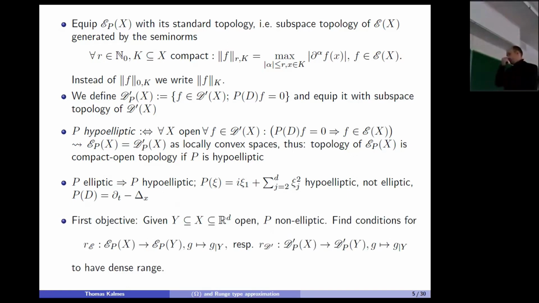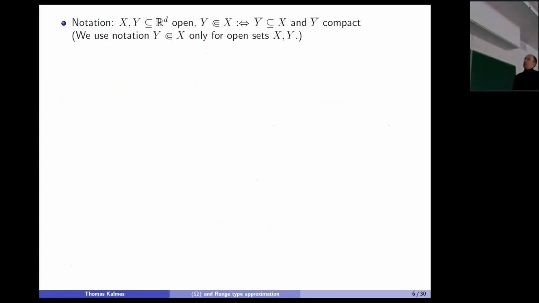Okay, so our first objective is the following. Given two open subsets x and y in Rd, y contained in x, P non-elliptic, we want to find conditions for when these restriction maps between the smooth kernels, respectively the distributional kernels, have dense range. And in the sequel, the letters x and y will always denote open subsets of Euclidean space.